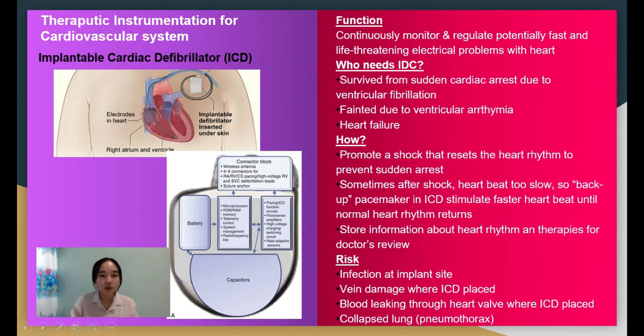First, implantable cardiac defibrillator. It continuously monitors and regulates potentially fast and life-threatening electrical problems with the heart. It delivers a shock that resets the heart rhythm to prevent sudden arrest. However, it has risks like infections and vein damage at the implant site.